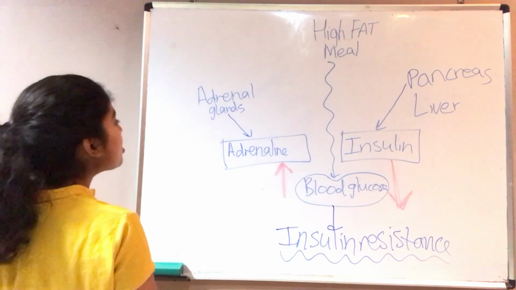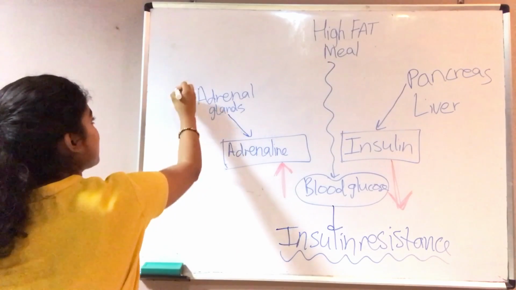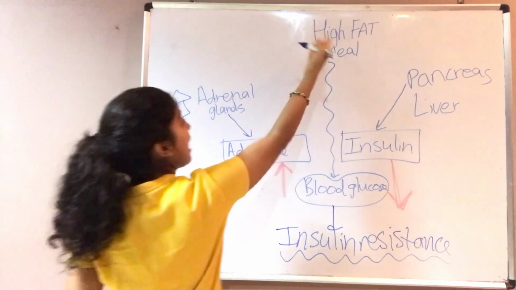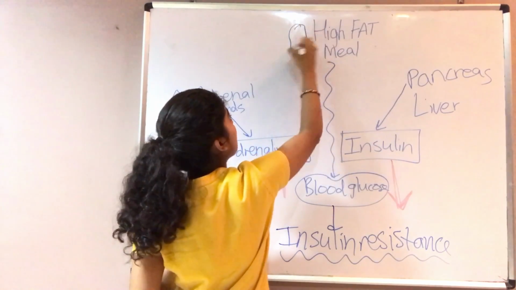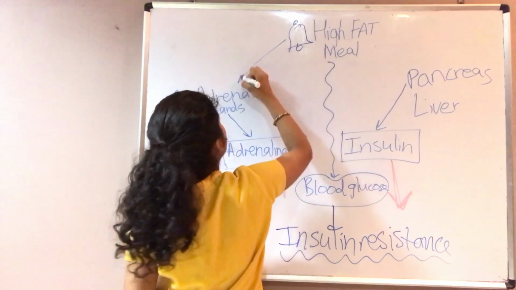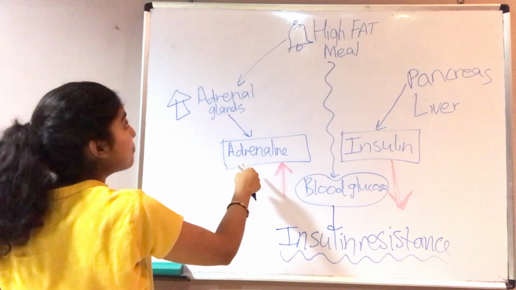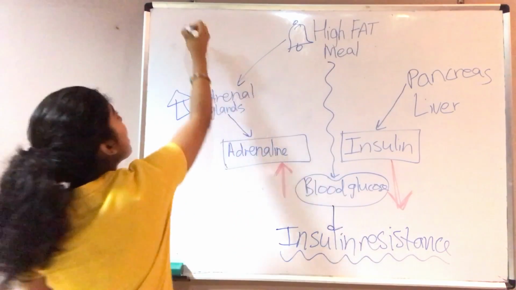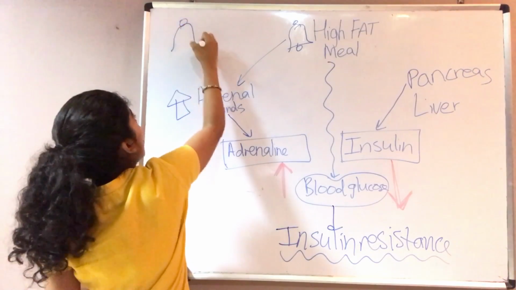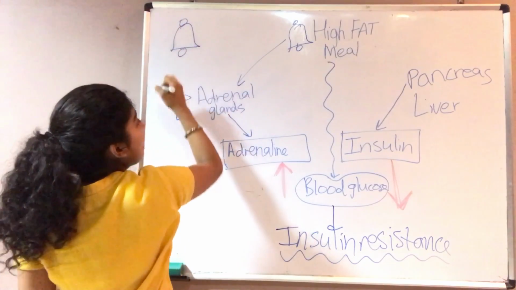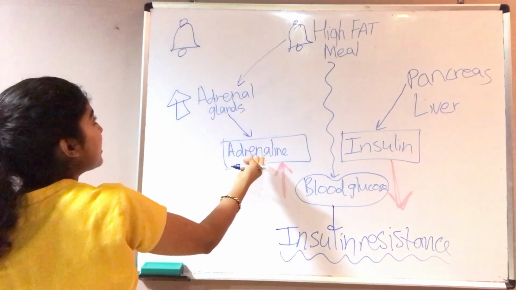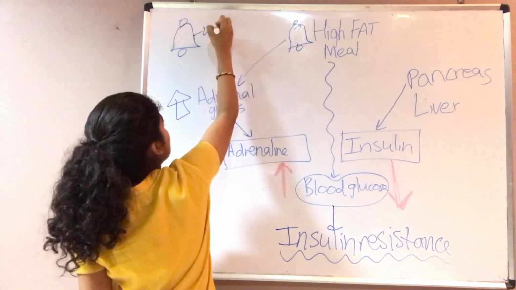So you can imagine your adrenal glands as a fire station, and a high-fat meal is nothing but an alarm bell which triggers the adrenal gland to release adrenaline into the blood. So another trigger that can cause the adrenal gland to release adrenaline is negative emotions.